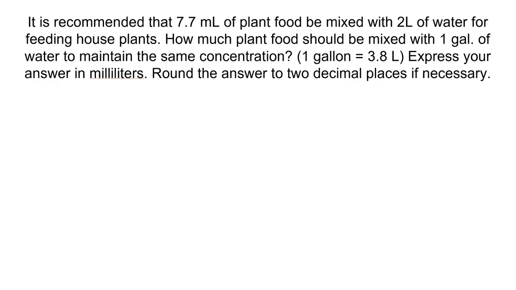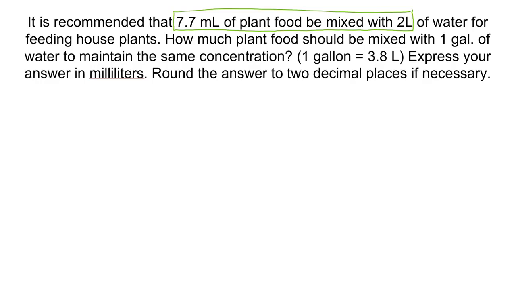This problem says it's recommended that 7.7 milliliters of plant food be mixed with 2 liters of water for feeding houseplants. How much plant food should be mixed with 1 gallon of water to maintain the same concentration? And we're told that 1 gallon is equal to 3.8 liters. And we need to express our answer in milliliters. And we're going to round to 2 decimal places if necessary.